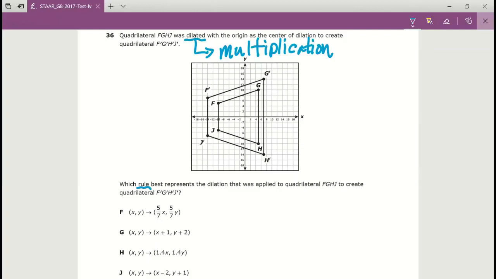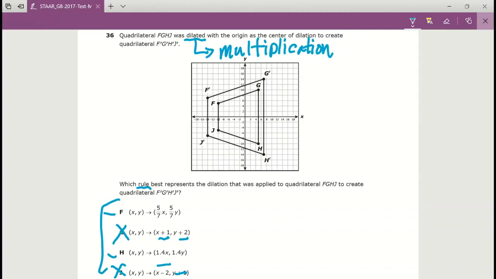So we can eliminate any of our answer choices down here that do not have multiplication. This means we can get rid of G, because look, we have addition here. It's not dilation. We're looking for multiplication. And we can also get rid of choice J. Again, we have subtraction and then addition. So we are looking for multiplication. So now we have to decide between choice F and choice H.